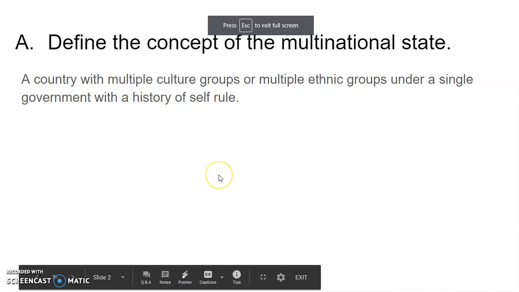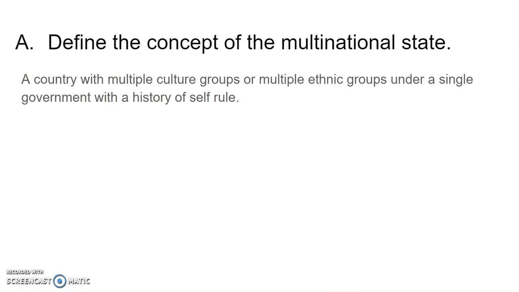that history of self-rule. And what that means is that would be like in the United Kingdom. The United Kingdom is a multinational state. In the history of these groups, the United Kingdom is made up of Northern Ireland, England, Scotland, and Wales. And in their history, each of those were their own independent countries. They were all separate countries, and whether by choice or by force, they have combined to form one larger multinational state. So again, it's a country with multiple culture or ethnic groups, and those have a history of their own self-rule. Please make the mark there.